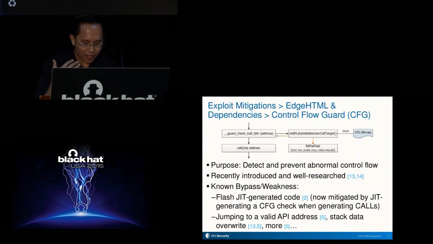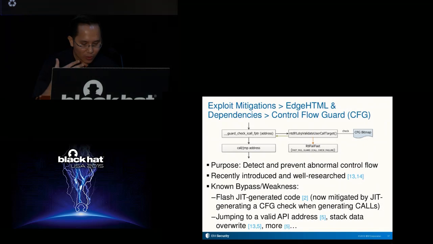Internals of these exploit mitigations are well researched and published in various papers and presentations. One published bypass technique is by taking advantage of Flash JIT generated code, which, due to its dynamic nature, any indirect calls made inside it will not be covered by CFG. This bypass technique, however, is now mitigated in Flash. The mitigation involves additionally JIT generating code that performs a CFG check, which is basically generating a call to this function whenever a call instruction is generated.